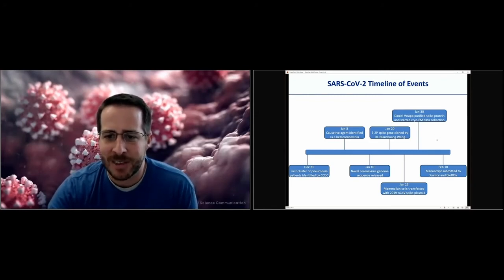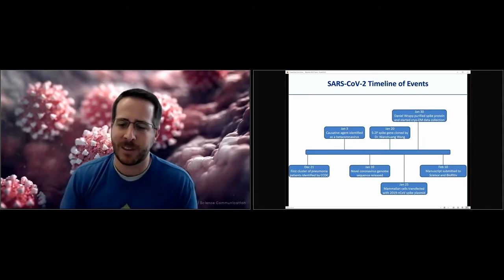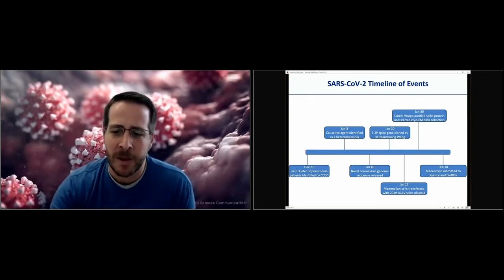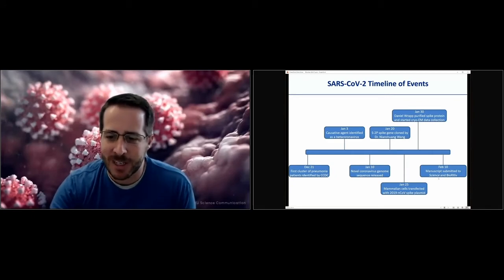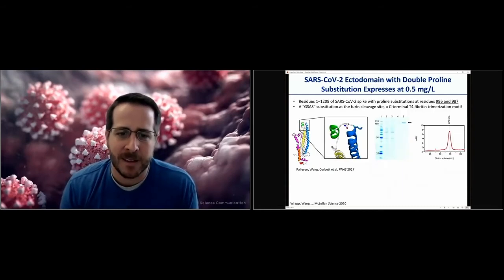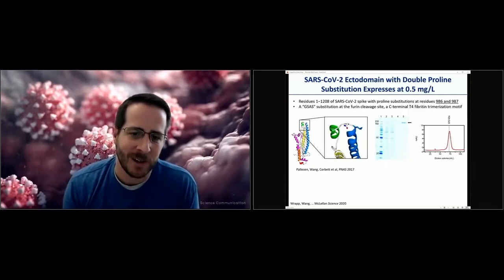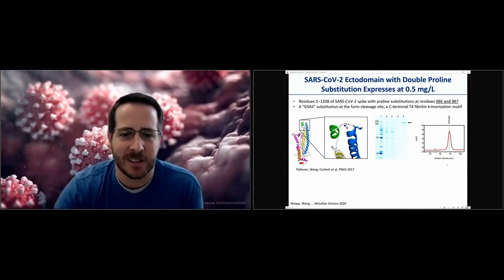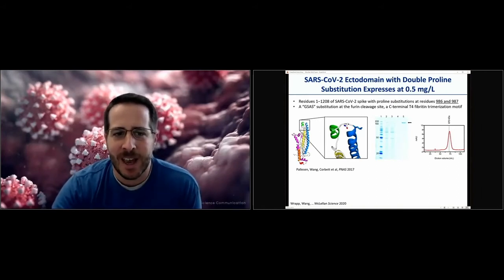By January 30th, Daniel had already purified the spike and started cryo-EM data collection. And on February 10th, we had the spike structure determined, manuscript submitted. So just 1 month after the genome sequence was released, we already had the structure determined and the manuscript submitted. And a lot of that was because of our prior work on coronaviruses and knowing how to stabilize it. So the construct we made was the ectodomain, stopping at residue 1208. We had the proline substituted at positions 986 and 987, which would be here and here. And we also mutated the furin cleavage site to try and keep it a bit more stable.